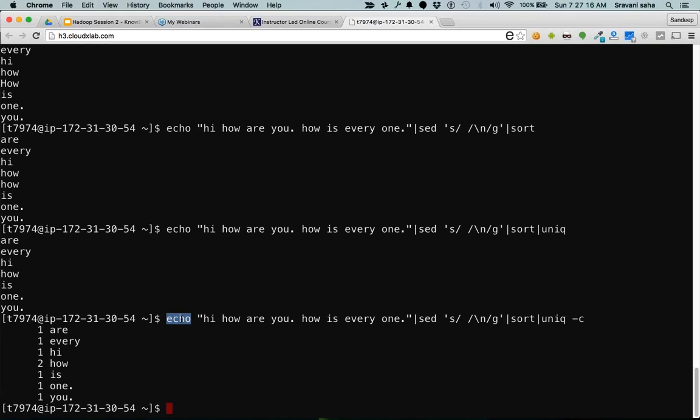It's only echo, SED, sort, and unique. These are the only commands which are there here.